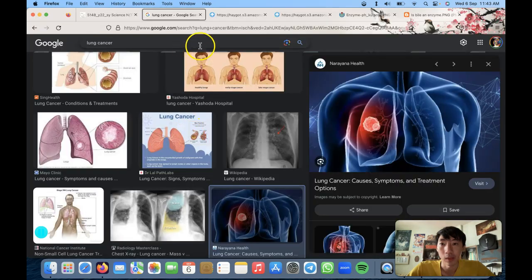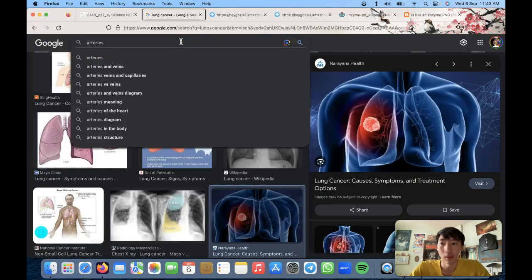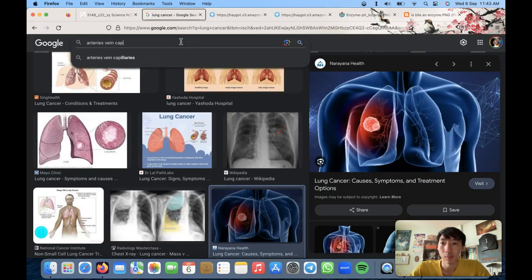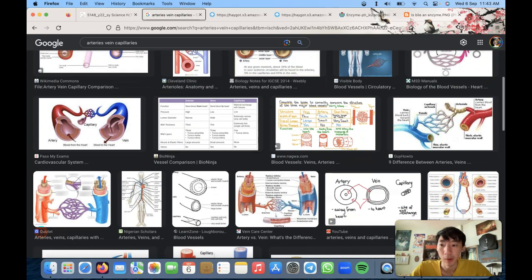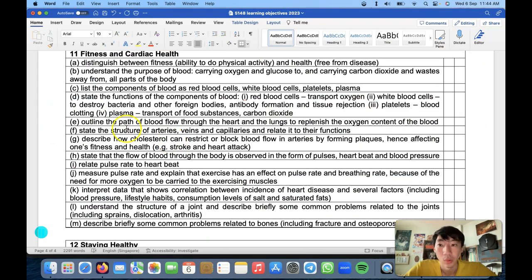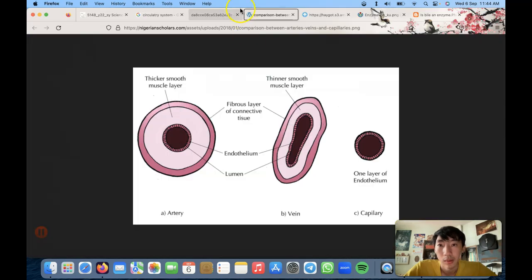Okay, let's talk about the flow of blood from the heart to the lungs and the arteries, veins, and capillaries. Okay, so let's search a picture. Arteries, veins, capillaries. Okay, let me pause and find a better picture. Okay, so let's outline the path of blood flow to the heart and then to the lungs. Let's talk about that first.